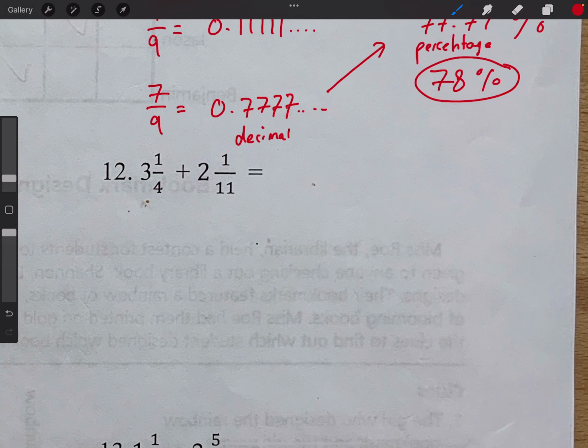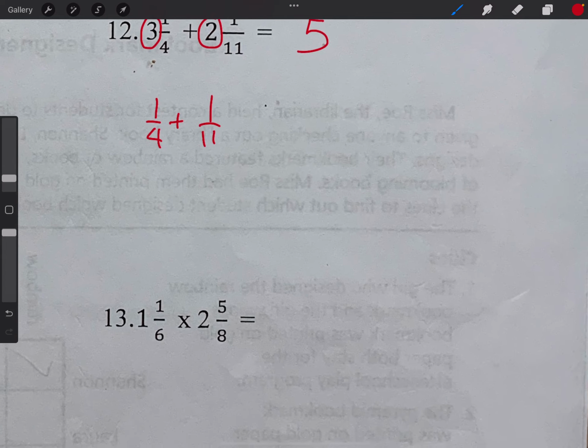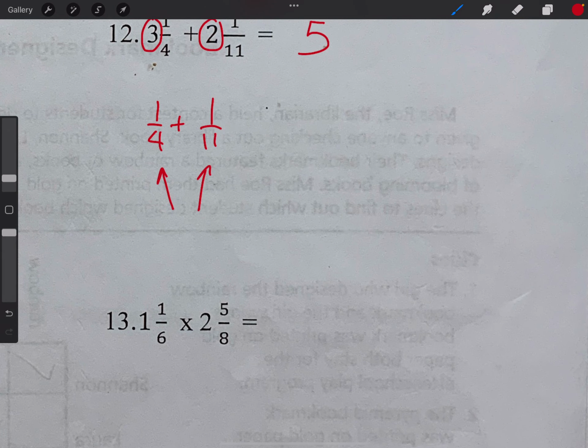Okay, this one. So you're going to add this one. I add the whole numbers first. 3 plus 2 is 5. Actually, I'll put 5 here. Now we do 1/4 plus 1 over 11. Now we look at these two. We say 11 is the bigger number, so we're going to write down the multiples of 11. So 11, 22, 33, 44. 44 can be divided by 4, so we choose 44 as our lowest common multiple.